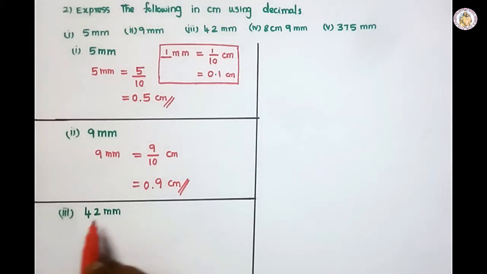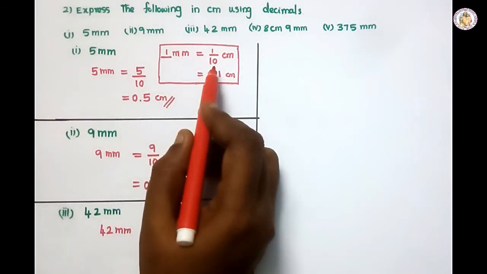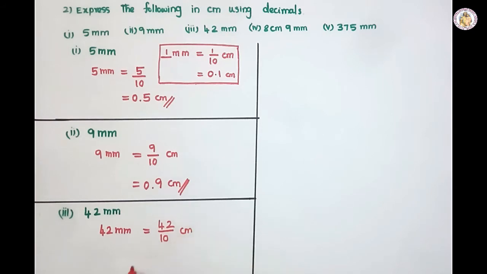Now 42 millimeter. Same format. 1 millimeter equals 1 by 10 centimeter, so 42 millimeter equals 42 by 10 centimeter. Now write down 42. In the denominator 10 is there, so before the last digit we have to keep the point. So 4.2 centimeter is the answer.